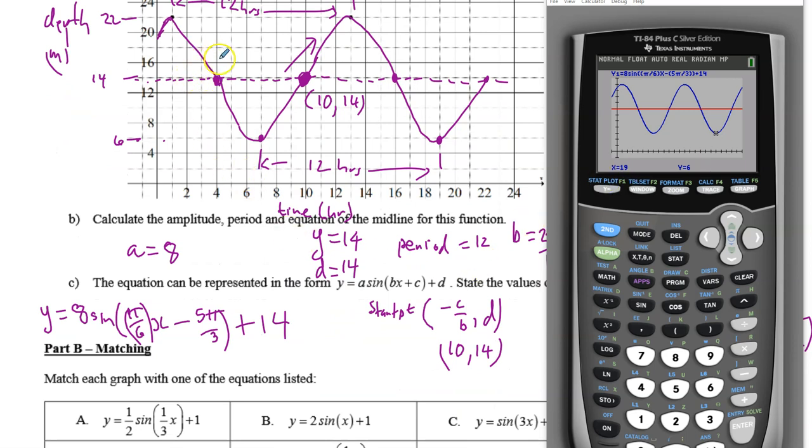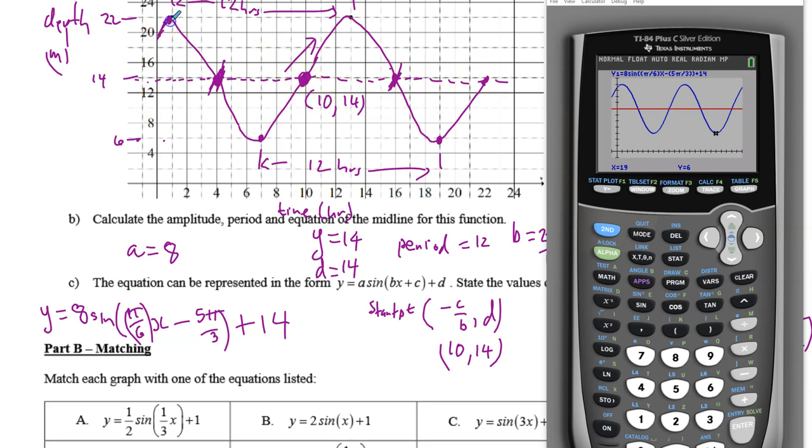So you can also do the period if you went from here back to here. So from, this isn't exactly a start point, but from here to here, that's from 4 to 16. From 4 to 16 is 12, or from the start point at 10 to the next one, which is going to be at 22, then that's also 12 hours. That's one period, right?